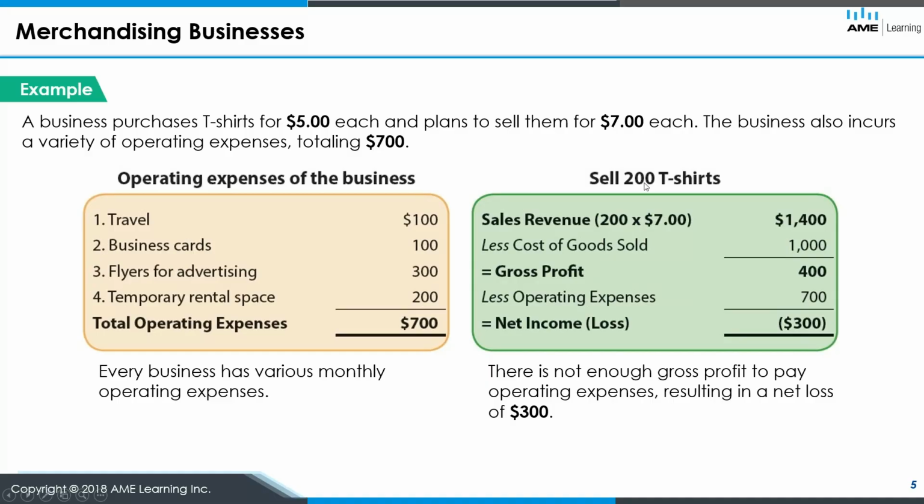And you can see here that if we sold 200 t-shirts at $7 a piece, we would earn $1,400. We had to pay $1,000 to buy those shirts in the first place, $5 times 200. So we have a gross profit of $400. So we might be thinking, oh, cool, we actually made a profit. That's great. But if we account for the fact that we had $700 in operating expenses, you can see that we have a net loss here of $300. So that's not ideal.